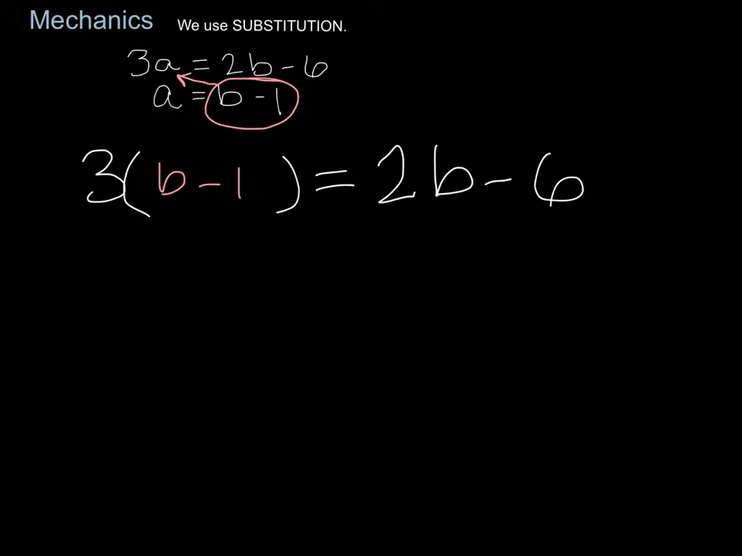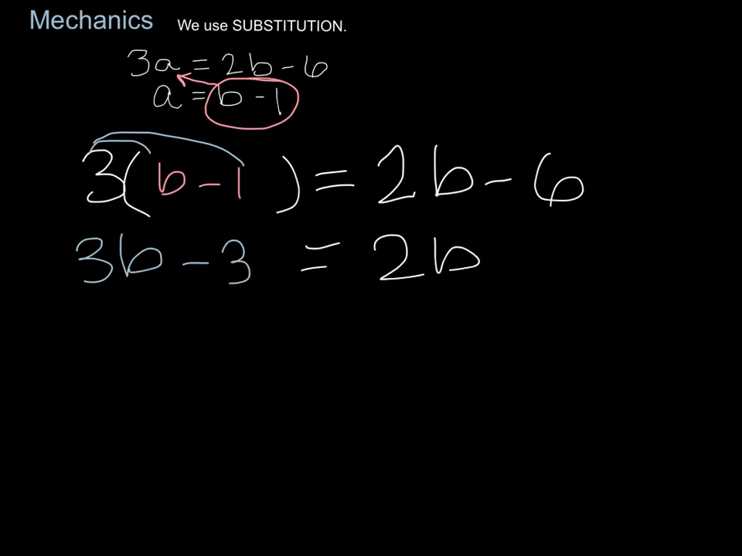The next thing that I would do is distribute this 3 into both terms there. So I'd have 3b minus 3 equals 2b minus 6. Okay, so what you'll notice is that I distributed the 3 into both terms here. So I have 3b minus 3, and then the other side of the equation didn't change.